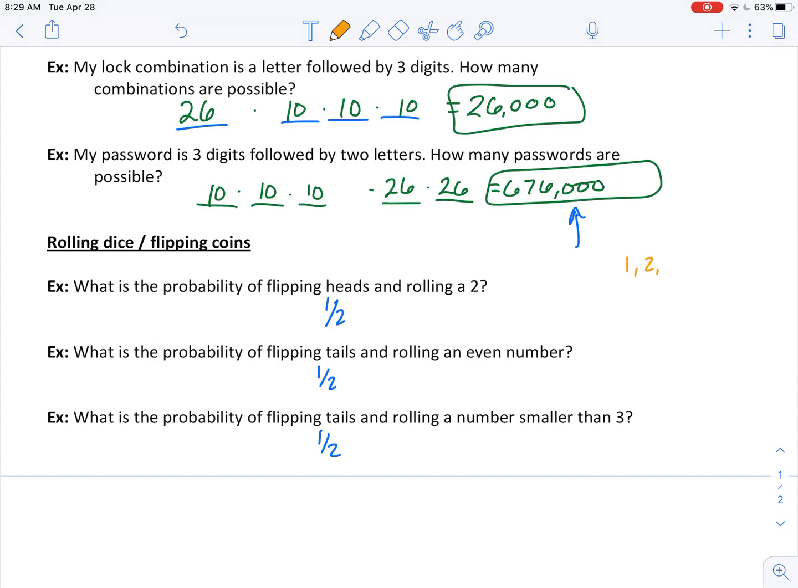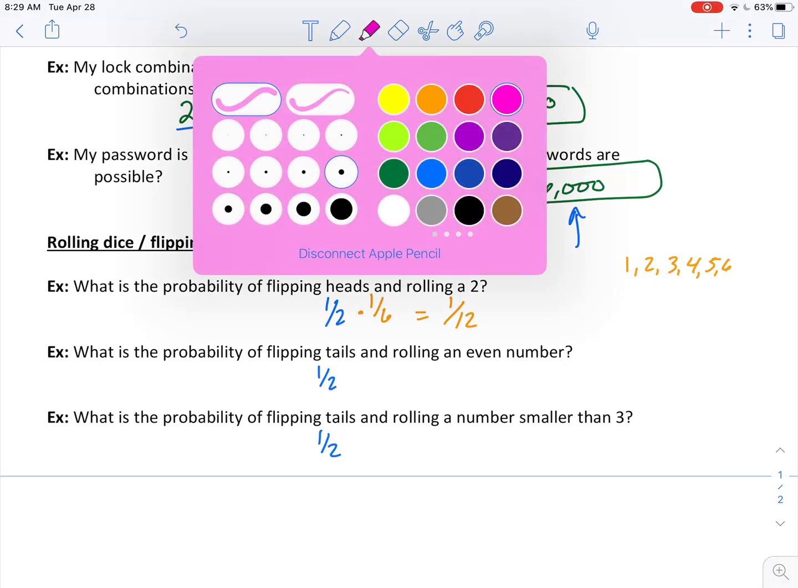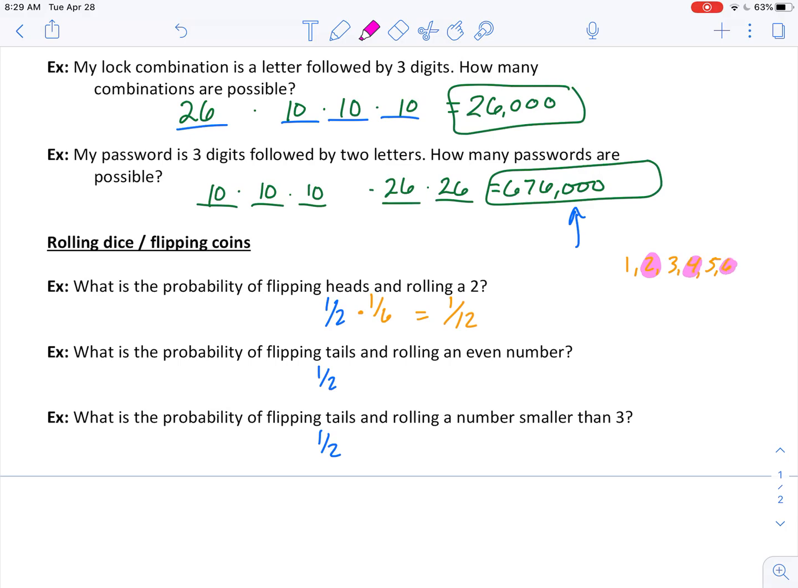All right, now let's talk about rolling dice and flipping coins. So what's the probability of flipping a heads? That's 1/2. What's the probability of flipping tails? Well, that's 1/2. Okay, now let's talk about rolling different numbers on a dice, or on a die. What are my options? I've got 1, 2, 3, 4, 5, and 6. Those are my options. So I've got 6 possible outcomes. What's the probability of rolling a 2? That's 1 option out of 6. So I'll multiply these together to get 1 over 12.